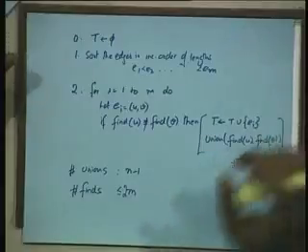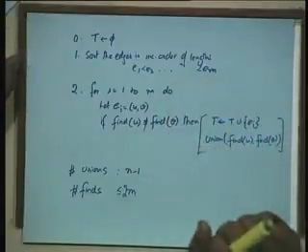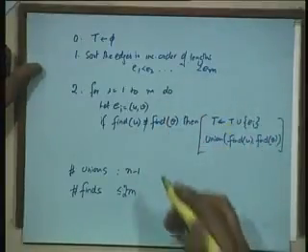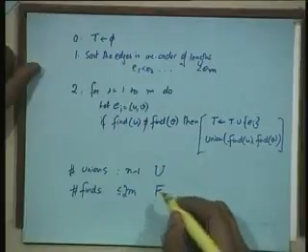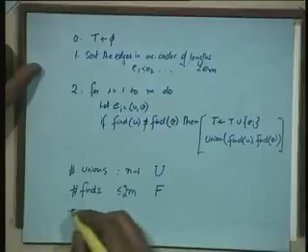Okay. So, what will be the total running time of this procedure then? If this union operation, let us say, takes u time and this find takes f time, then what is the total running time?